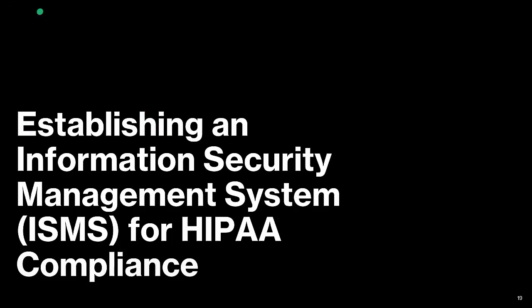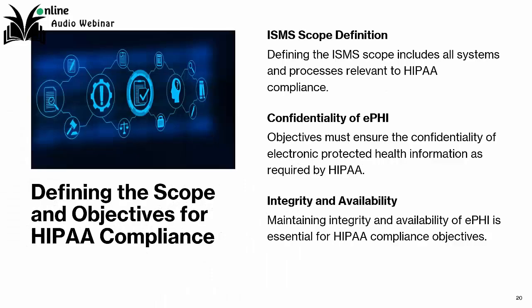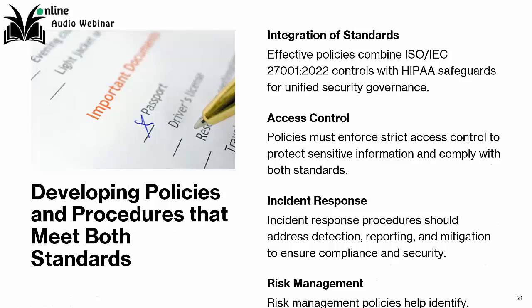So when you want to establish an information security management system for HIPAA compliance, you have to define the scope and objectives for HIPAA compliance. It includes all systems and processes relevant to HIPAA compliance. That is your ISMS scope. So you want to develop policies that meet both standards. It is easier to combine a policy that includes both the ISO 27001 and the HIPAA in the same policy.